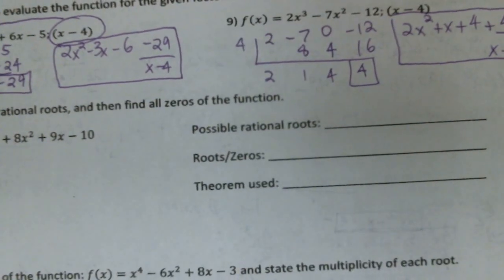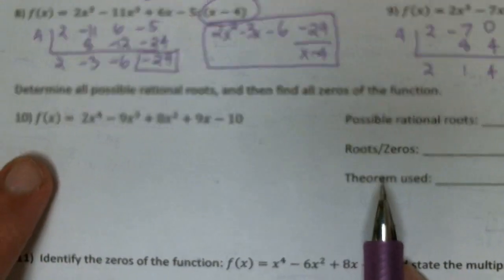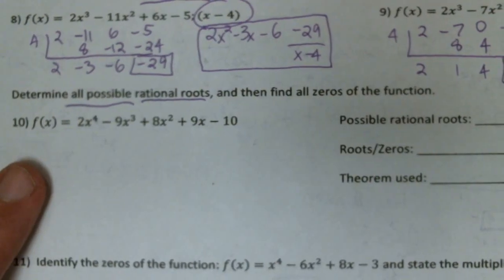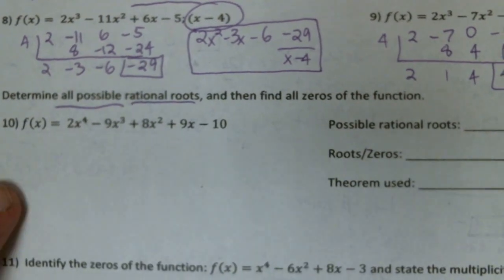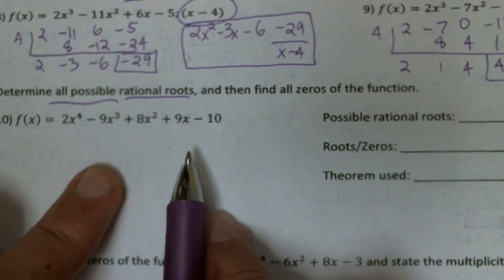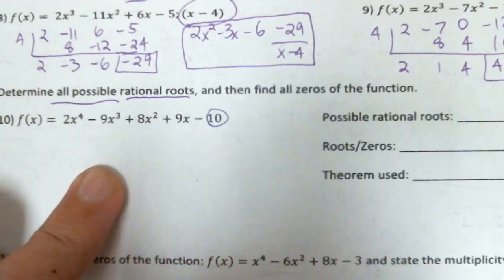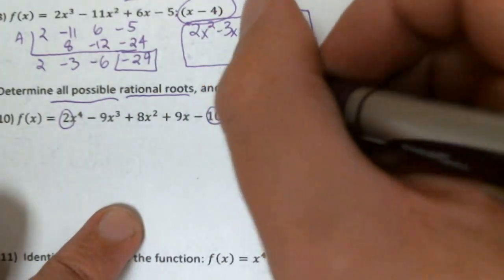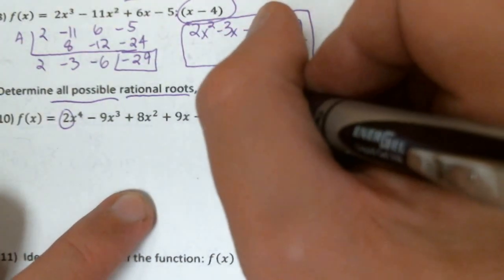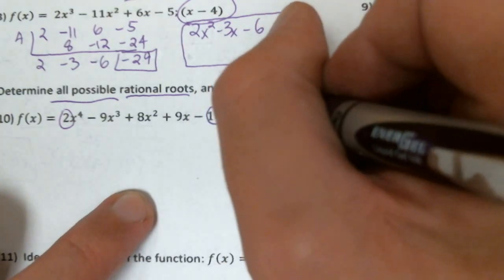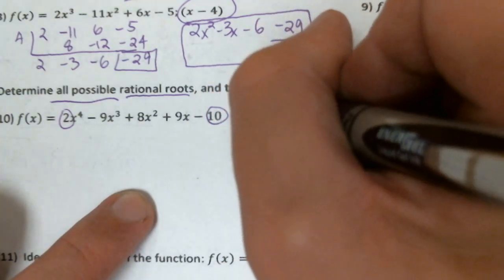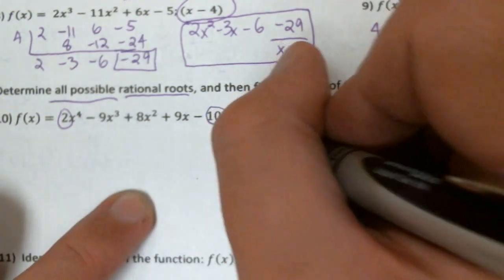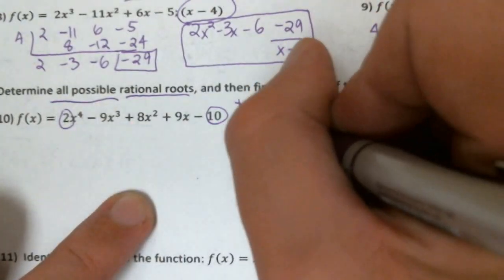Let's check out the next one, number 10, determine all possible rational roots. So this is our rational roots theorem. We are simply going to look at the factors of that guy divided by the factors of that guy. Those are my P's and Q's. I'm not a big fan of the P's and Q's, but all right, so it's going to be plus or minus the factors of 10, which are 1, 2, 5, and 10, right? And that's going to be over plus or minus the factors of 2, which are just 1 and 2.